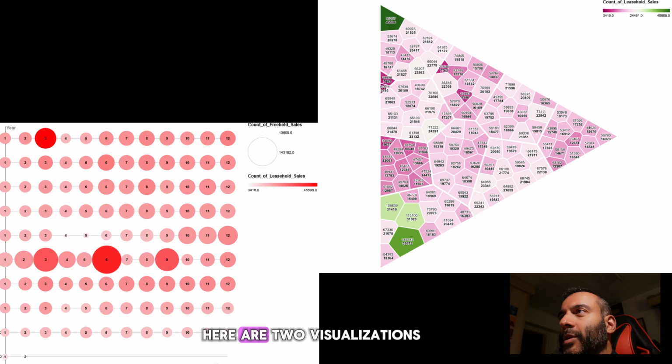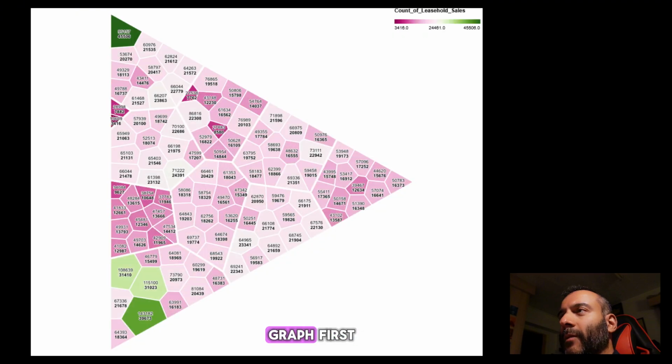What you're looking at here are two visualisations. They're both based on UK property transaction data from 2024, and together they answer two very important questions. So where leasehold properties are concentrated and when different types of transactions actually happen. Let's start with this graph first.